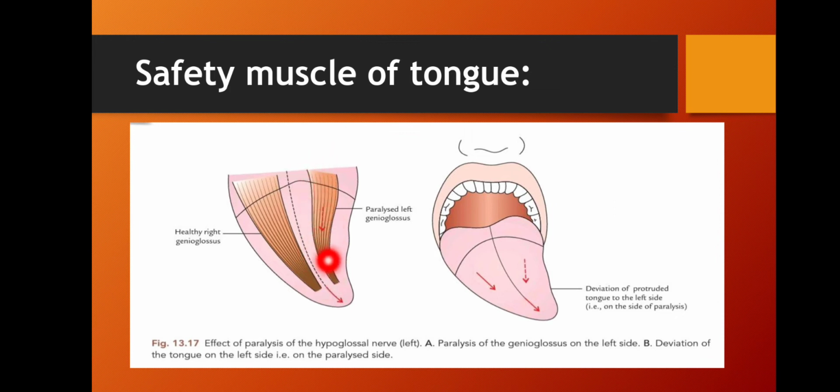See here, this is the paralyzed left genioglossus. This is the healthy right genioglossus. When there is this type of clinical condition, there is deviation of the protruded tongue to the left side. That means the paralyzed side. The deviation will be on the paralyzed side, that is the left side.